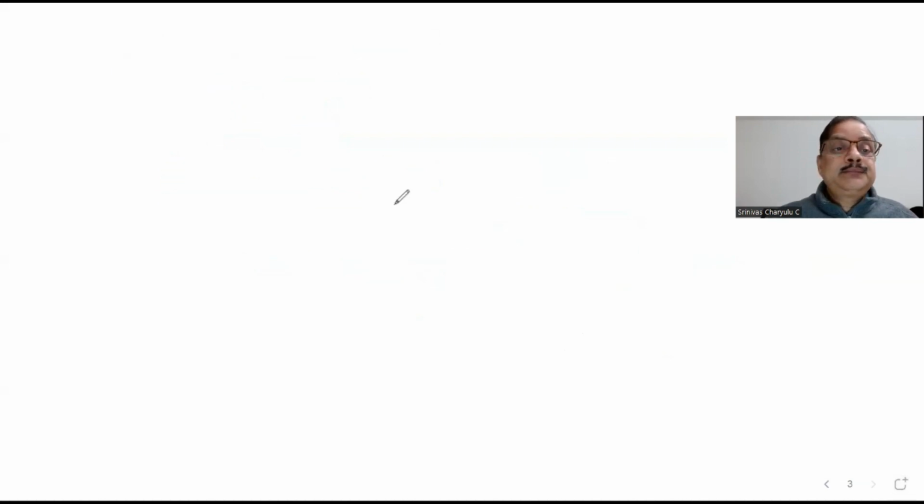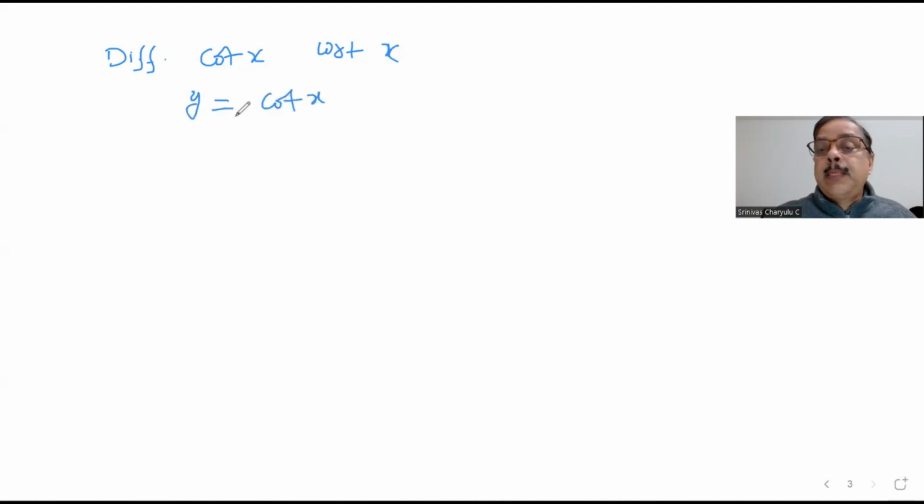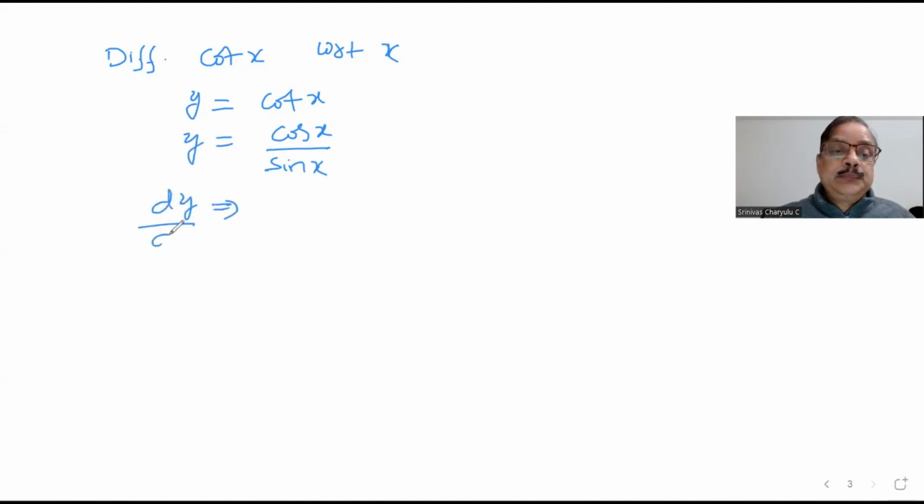Now third one, differentiate cot x. This is very important. Cot x with respect to x. This also we do in the same method. Let y is equal to cot x. Then cot x means we can write as cos x by sin x. Then dy by dx is equal to sin x into differentiation of cos x.